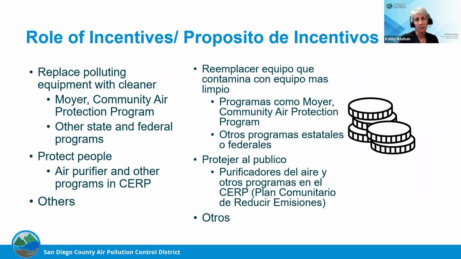I wanted to mention here too that incentive funds can also be used for projects that protect people from air pollution. For example, we've used incentive funding to establish an air purifier program to provide monitors and filters to residents in our Portside community. Other AB 617 communities have funded projects that establish truck routes, that create school flag programs or tree planting, other kinds of projects that benefit their communities.